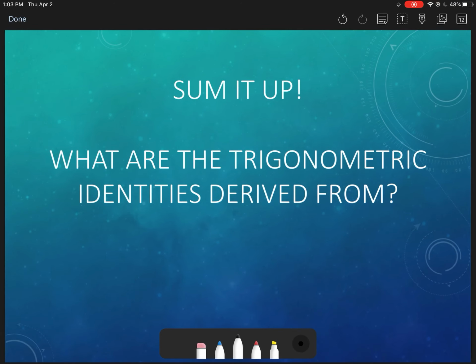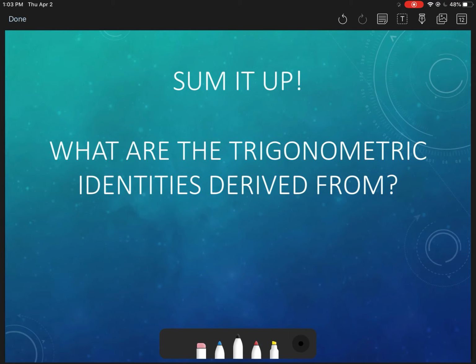To sum it up, what are the trigonometric identities derived from? Basically, what did we start this with? We started with the Pythagorean theorem, a squared plus b squared equals c squared, and that's how we derive our trigonometric identities.